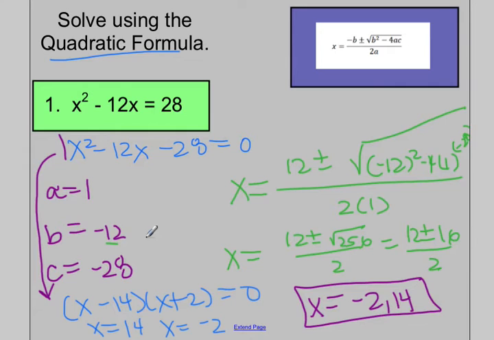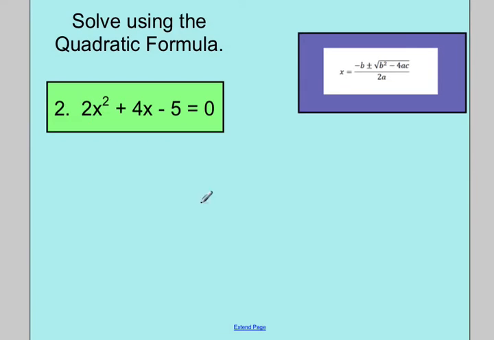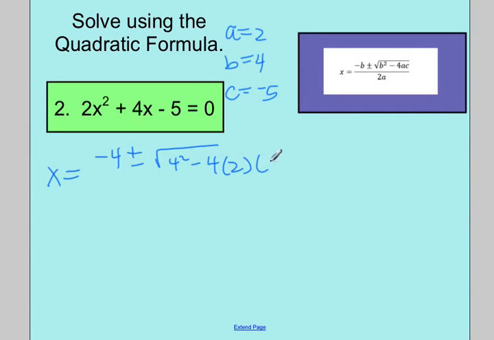All right, example 2. Okay, it still says to solve using quadratic, so we're going to do that. I look at it, everything is already on one side. So my a for this one is 2. My b is 4, and my c is negative 5. So x is equal to, opposite of b, so negative 4, plus or minus square root of b squared, so 4 squared, minus 4 times my a times my c, all over 2 times a.